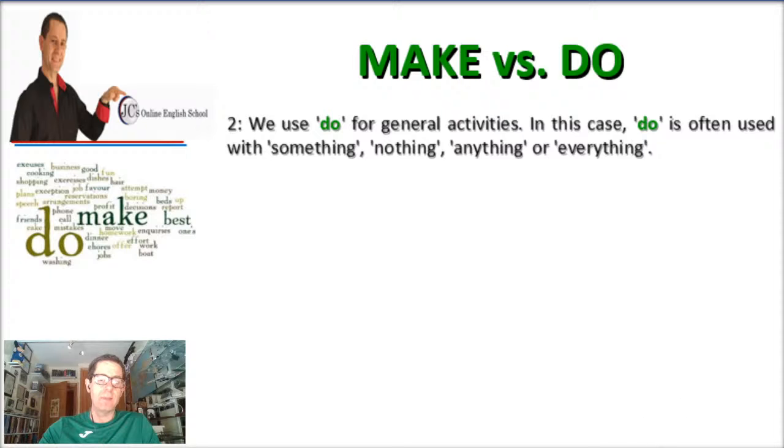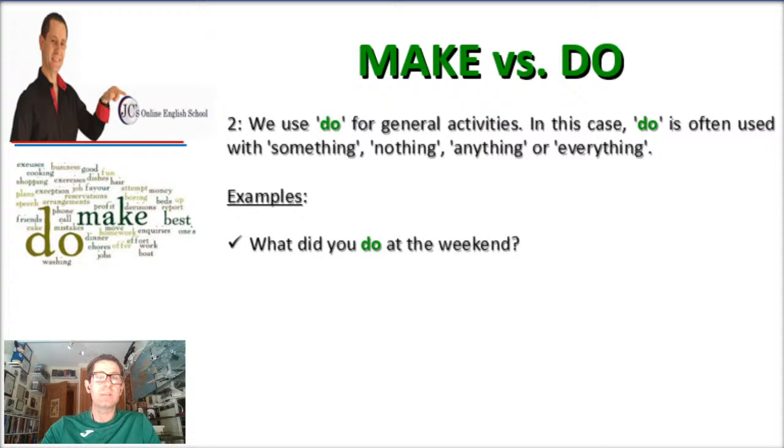Now let me give you some examples with do. But again, the problem is that there is no rule for do and make, so we usually need to know them by heart. For instance, what did you do at the weekend? Well, nothing special. I didn't do anything special. I just prepared the English classes, went out to eat with my parents, and went out with the dog. So what did you do at the weekend?